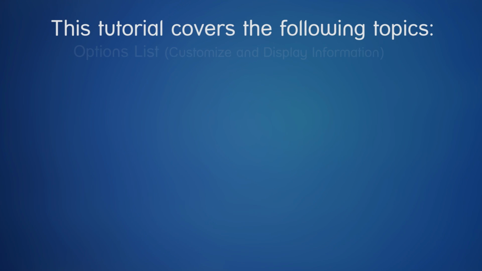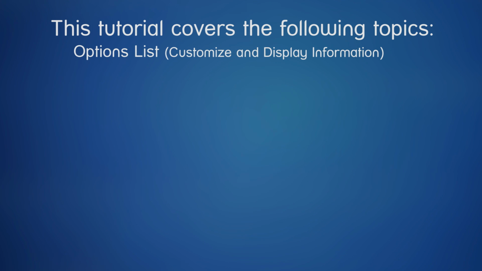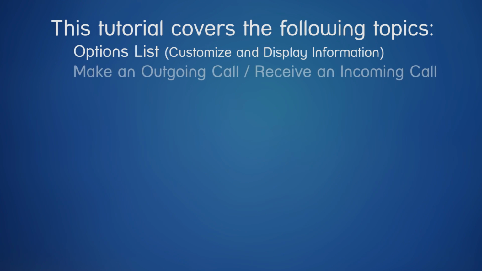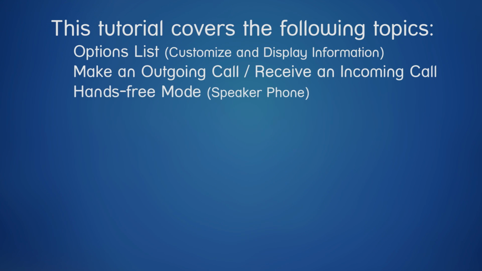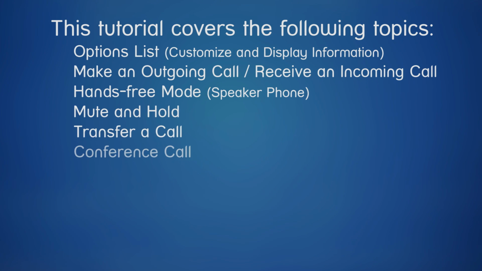In this tutorial, we'll open the options list and go through a series of menus where you can customize and display information about your phone. I'll demonstrate how to make and receive calls, and how to use the speakerphone. I'll mute a call and then place it on hold. I'll transfer a call, set up a conference call.